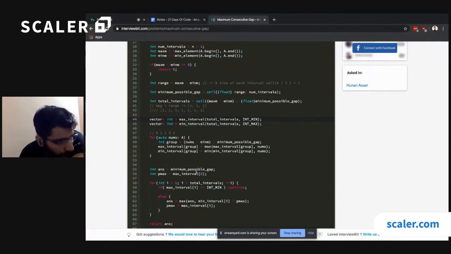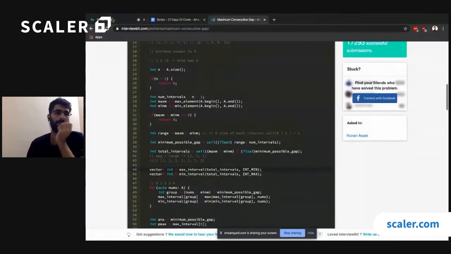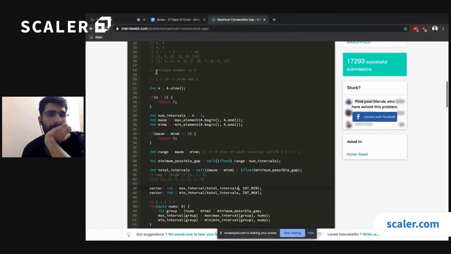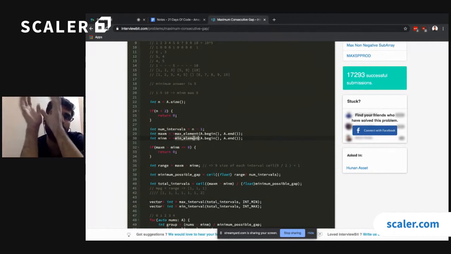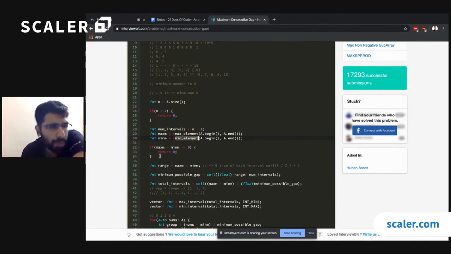My answer should be the minimum possible gap. Let me just think about it again. N is equal to 8.5. If the value of n is less than 2, I can just return 0. The number of intervals is going to be n minus 1. The maximum is this, the minimum is this. All the numbers from max to minimum are going to be separated in groups of something like this, right? If all the numbers are the same, then I can just return 0.